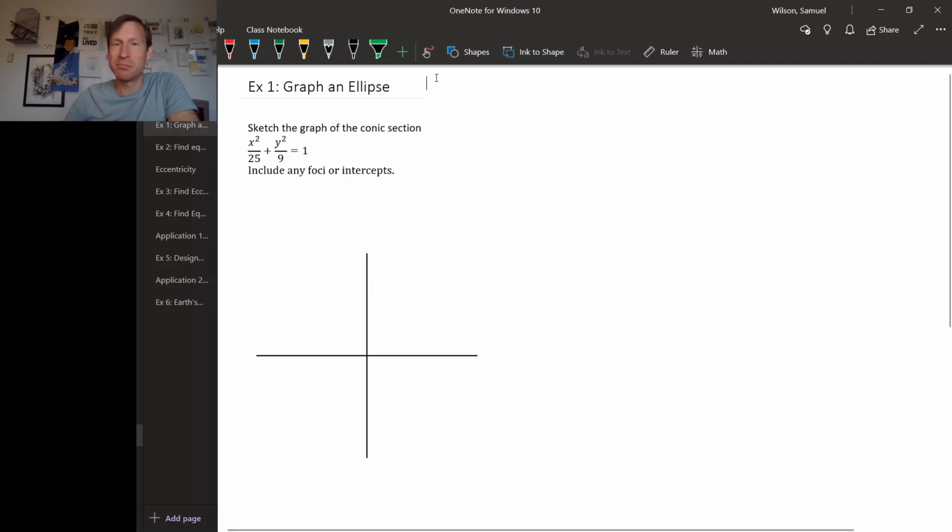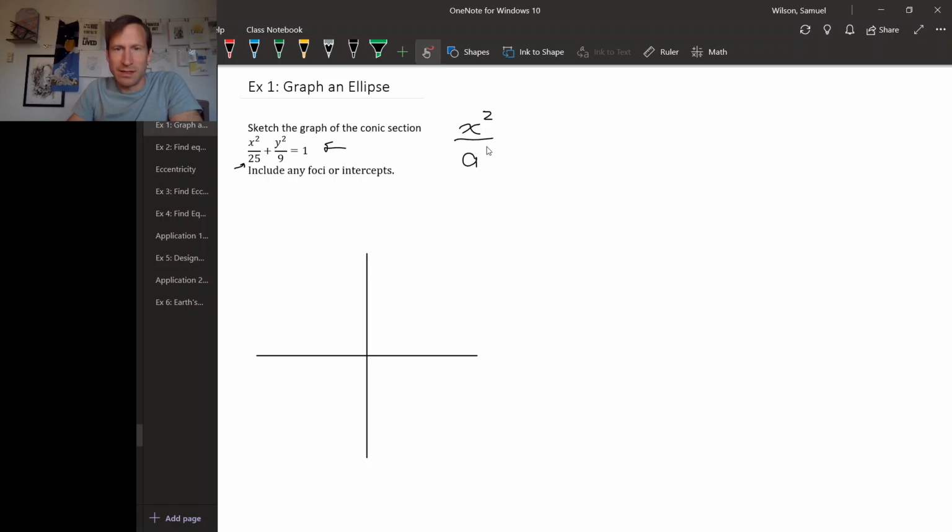Let's look at a couple examples using the equation for an ellipse. So for our first example, let's sketch the graph of this conic section. Now I hope you recognize that this equation is an ellipse, it just has the right form. And so comparing it to our template, since the larger one is under x squared, that means that is our semi-major axis. So x squared over a squared plus y squared over b squared equals 1.